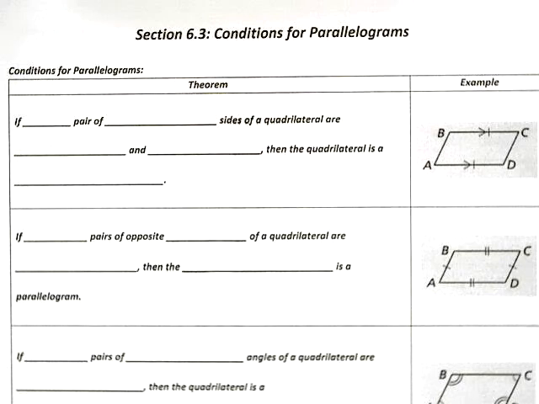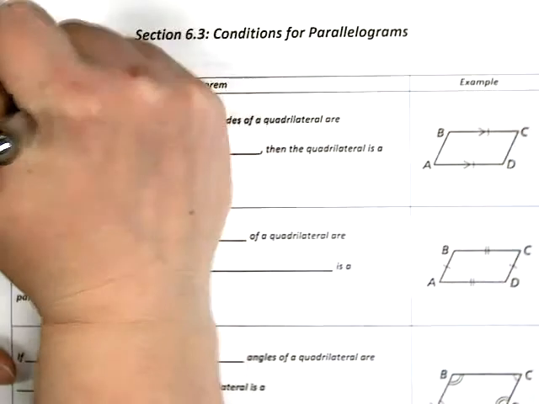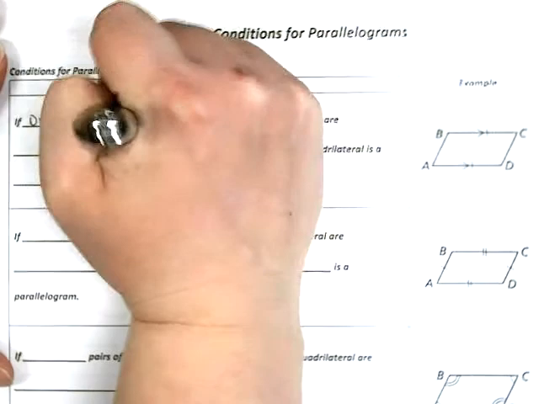Hey guys, we're moving on to section 6.3, which is conditions for parallelograms. So in the last section, we started with, hey, this is a parallelogram, so we get to use all these cool properties. Now we're actually doing the opposite. Now we're going to say, hey, it's got this property, so it must be a parallelogram.